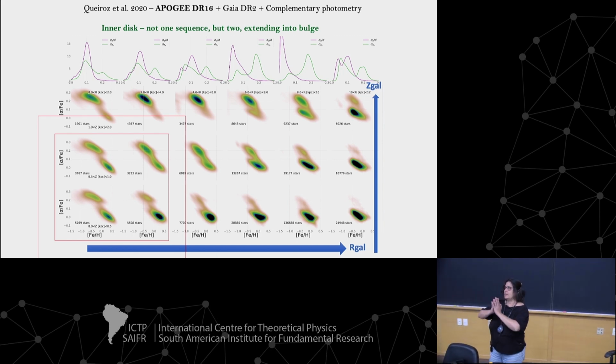Okay, yeah, so we have some nearby galaxies for which we have data of almost the quality of the Milky Way.